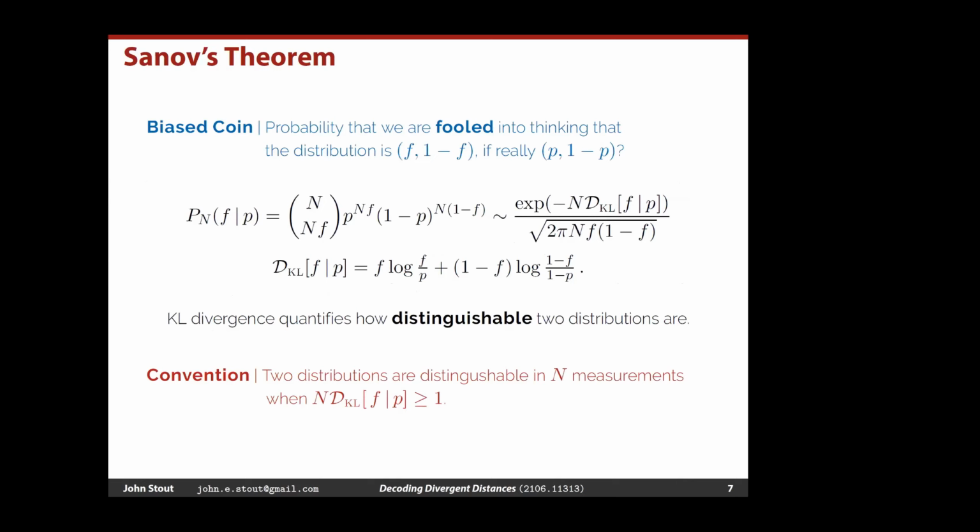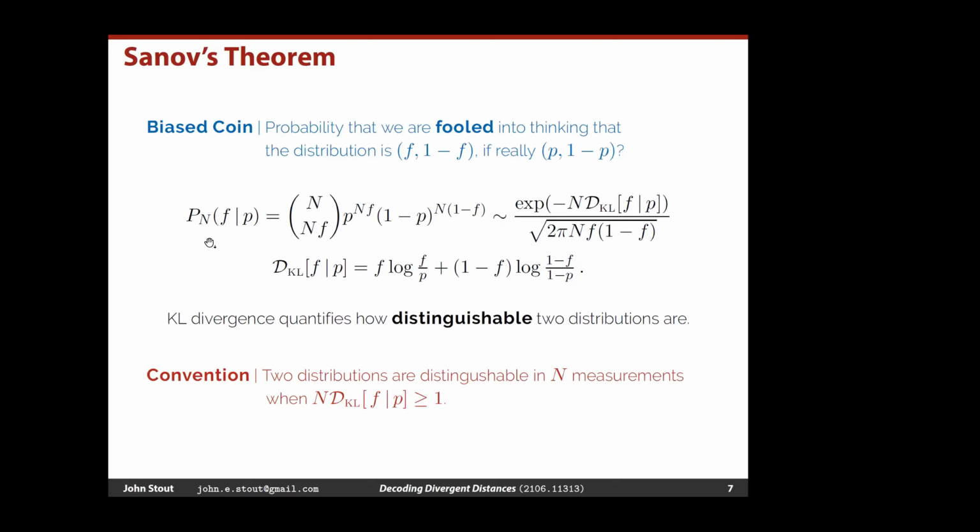So Sanov's theorem can be illustrated using just a coin, a biased coin. What's the probability that we're fooled into thinking that the biased coin comes up heads with probability f, and tails with probability 1 minus f, if the actual true distribution of that coin has heads coming up with probability p?